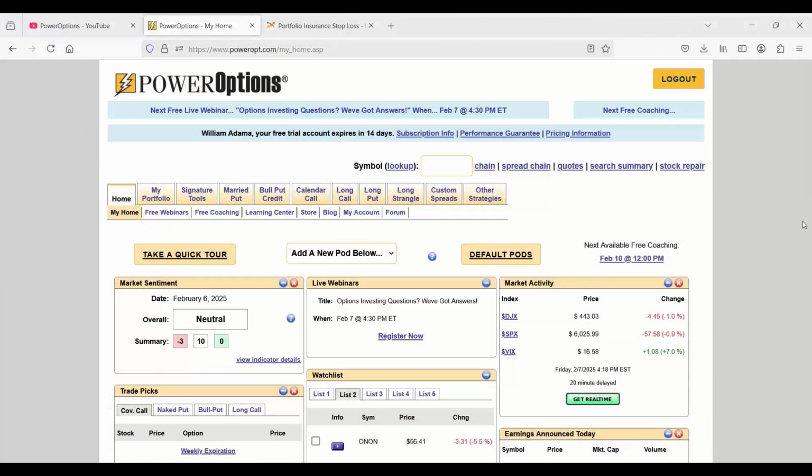So the first question that came in live came in from Mike. And he says, if you wanted to make daily, small, non-directional trades, either long volatility or short volatility, what would you look at doing and how would you use PowerOptions to find and track them?